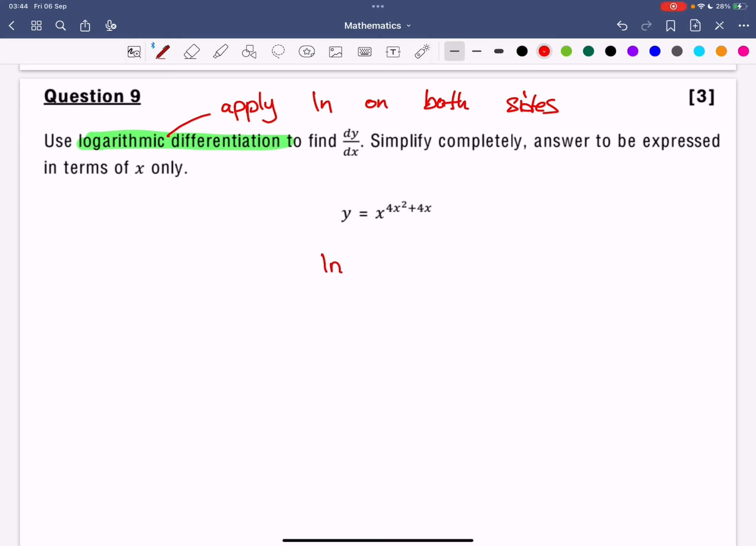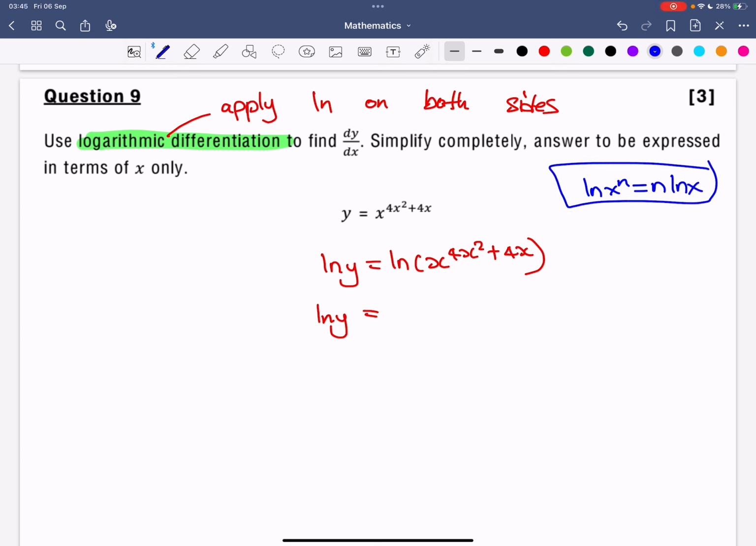So in this case, you're going to have ln of y equals ln of, of course, x to the 4x squared plus 4x. And then what are we going to do next? We're going to apply the log rule that says ln of x to the n equals n ln of x. So remember that log rule, very useful in this case. This becomes 4x squared plus 4x, multiplied by ln of x, which is what we're left with here.